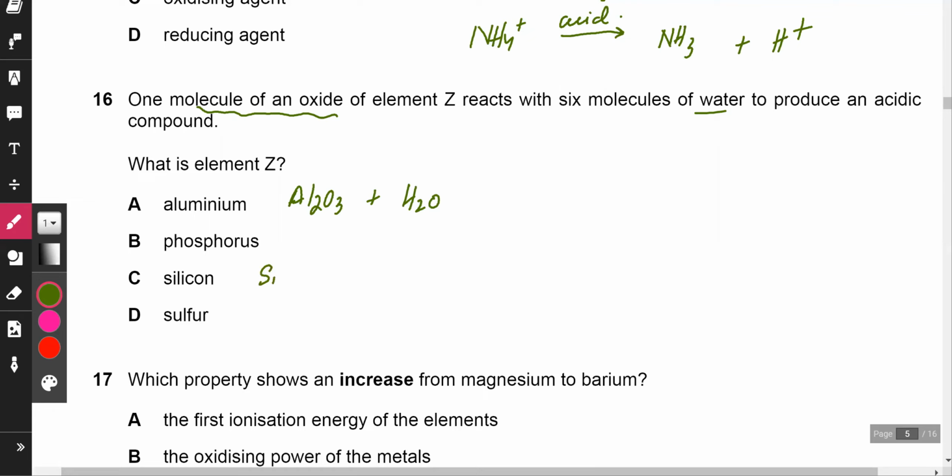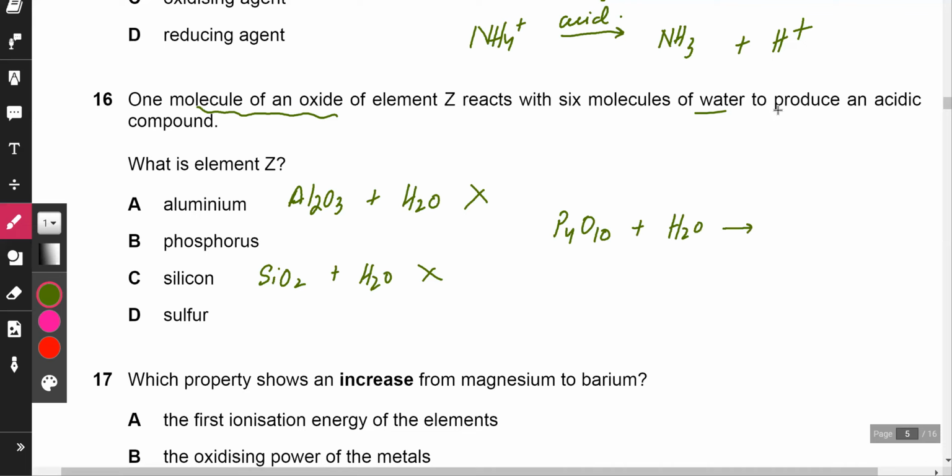What about silicon oxide? It's not going to react, because this is sand. Sand doesn't react with water, right? So these two are definitely not going to react. What about phosphorus oxide, P4O10? Just a hunch: what would be formed? What would phosphorus oxide form with water?